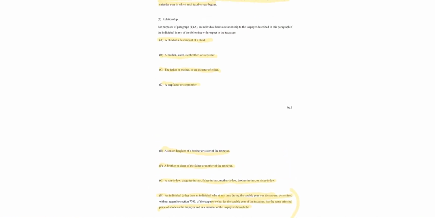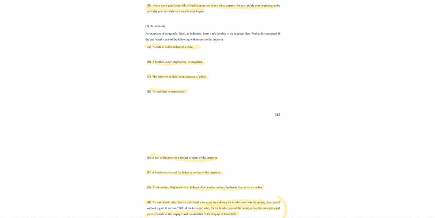So if you go through the relationship tests, she's not a child or descendant of a child. Not a brother or sister, stepbrother, stepsister, not a father, mother, or ancestor, not a stepmother or stepfather. So it's a little bit broader, but still not there. Not a son or daughter of a brother or sister, not a brother or sister of the father or mother of the taxpayer. That would be an aunt or uncle. It's not a son-in-law or daughter-in-law, so it's not that. But she does meet this because she was there all year. So the relationship test is met.